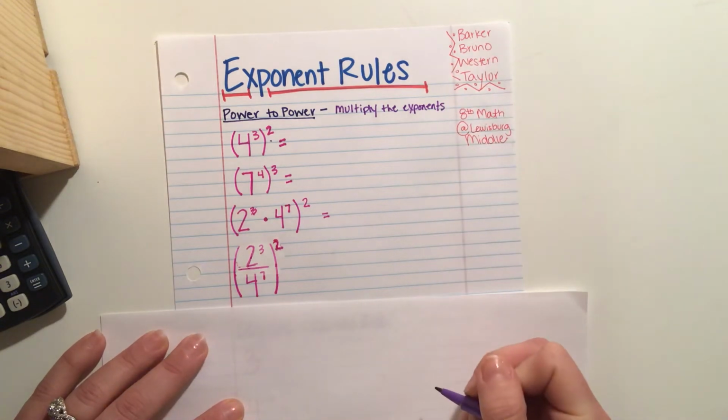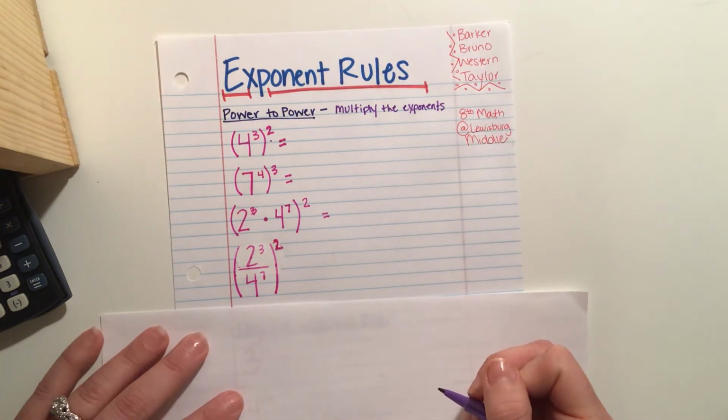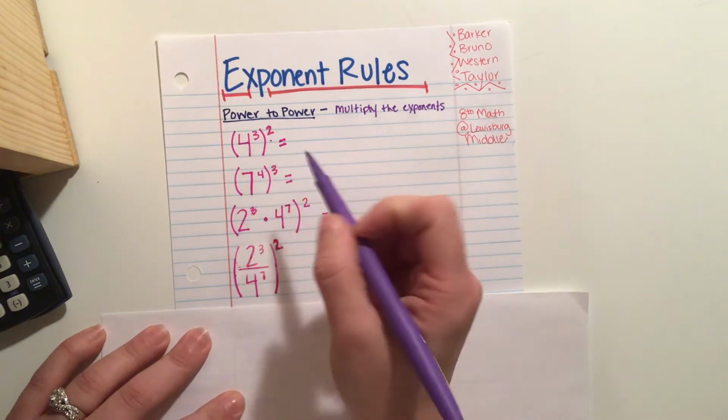Notice I didn't say anything about the base. You're not going to multiply it by the base. You're only multiplying it by the exponent. So let's go ahead and break this down.